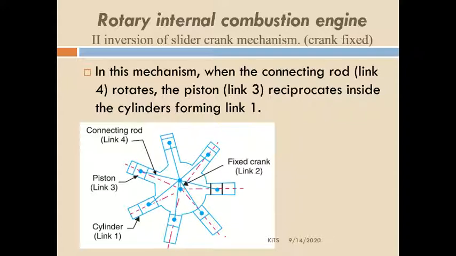Next example, the rotary internal combustion engine. This is also a second inversion of the slider crank chain mechanism. The Whitworth quick return mechanism and the rotary internal combustion engine are examples of the second inversion of the slider crank chain mechanism. So here the crank is fixed and multiple connecting rods are connected to one crank.